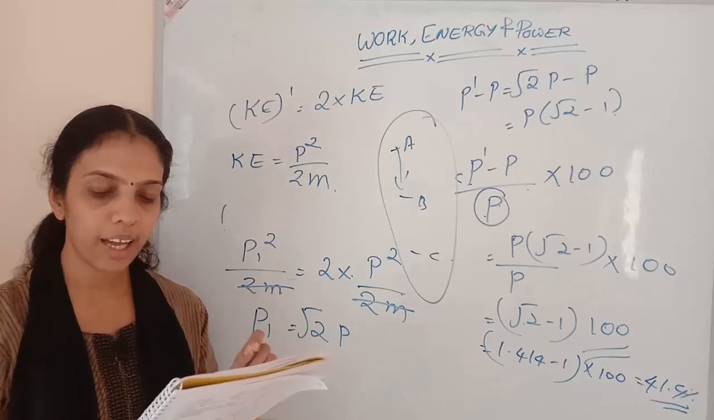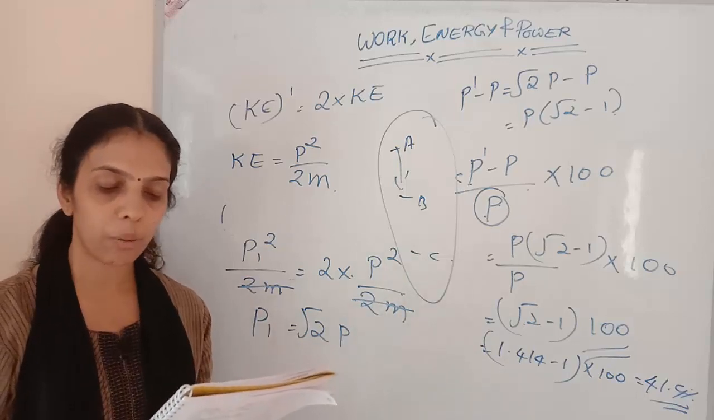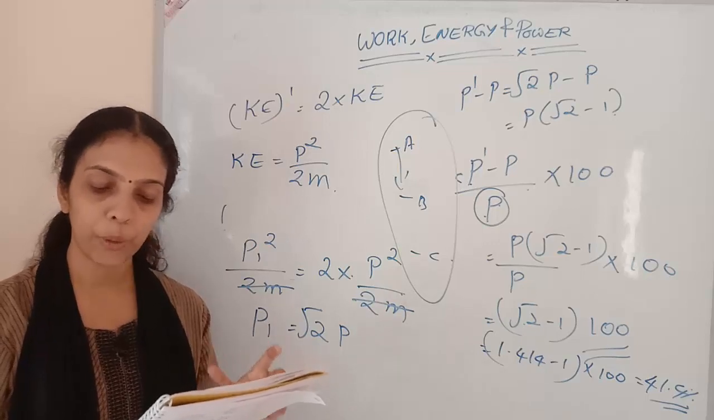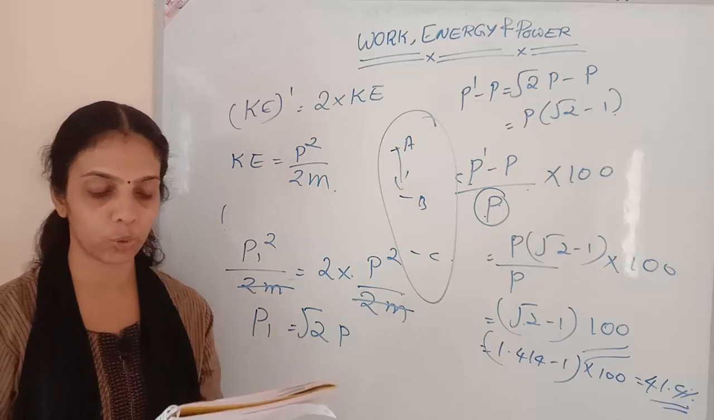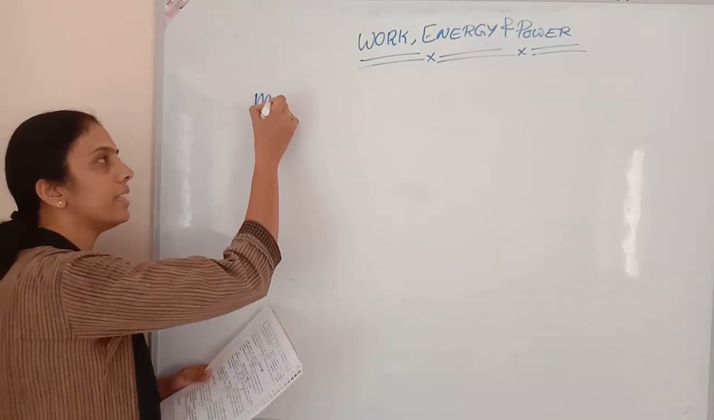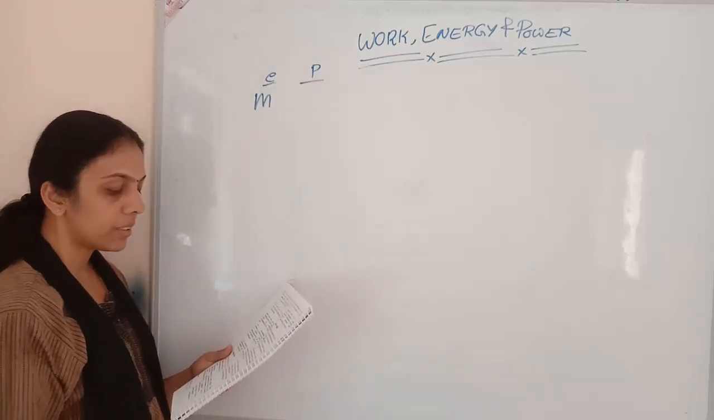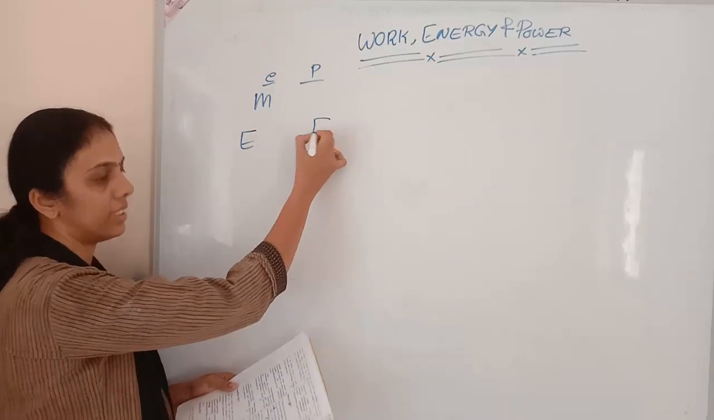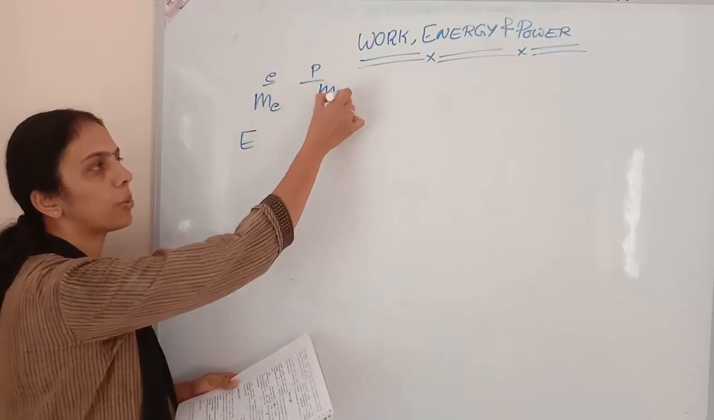Suppose an electron and a proton are projected with equal kinetic energy. What will be the ratio of their linear momenta if the proton is 1830 times heavier than the electron? This one we will do. So here we are considering electron and proton. Okay, they are projected with equal kinetic energy. Kinetic energy is say E. And we know mass of electron is different from mass of proton.